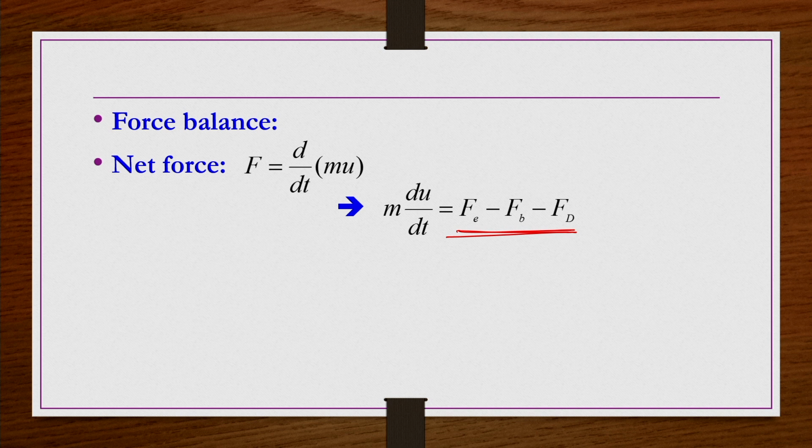So, Fe minus Fb minus Fd, that is the net force that is acting on the particle at a given instant, and then that should be equal to m du by dt, right. So, now we have to find out what is this Fe, what is this Fb, what is this Fd, that is external, buoyant and drag forces.